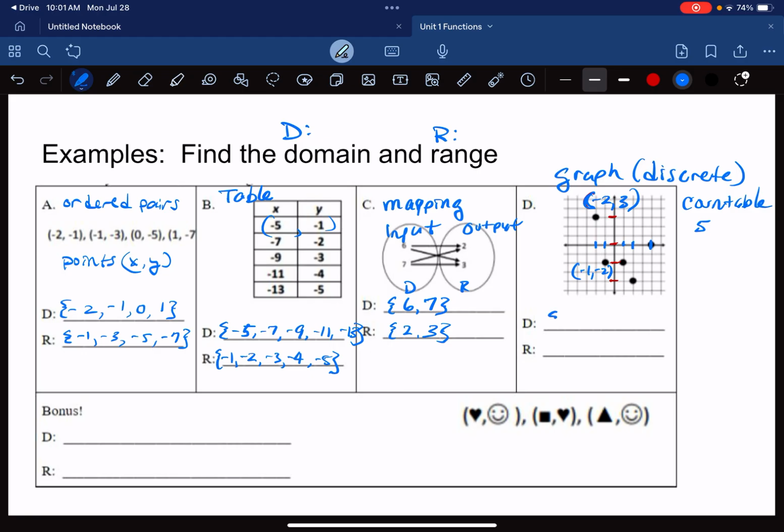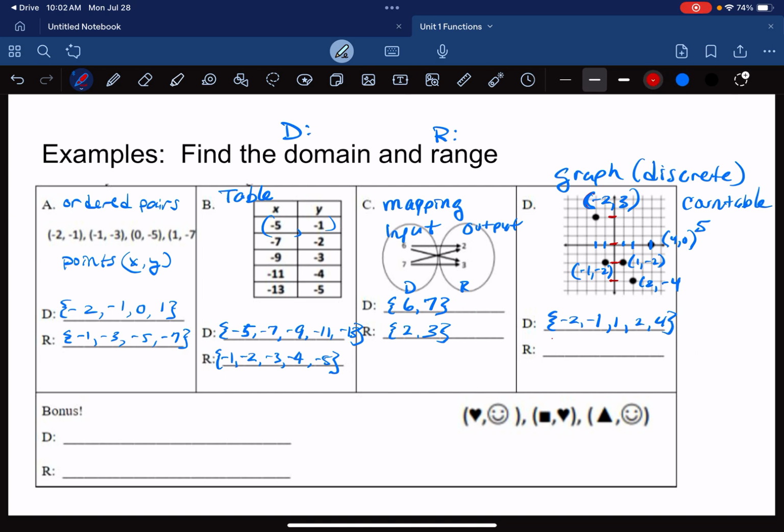Let's name more points here. So this first one is -2, 3. This is -1, -2. This point is +1, -2. This point is +2, -4. And this point is 4, 0. So now let's go -2, -1, 1, 2, and 4. There we go.